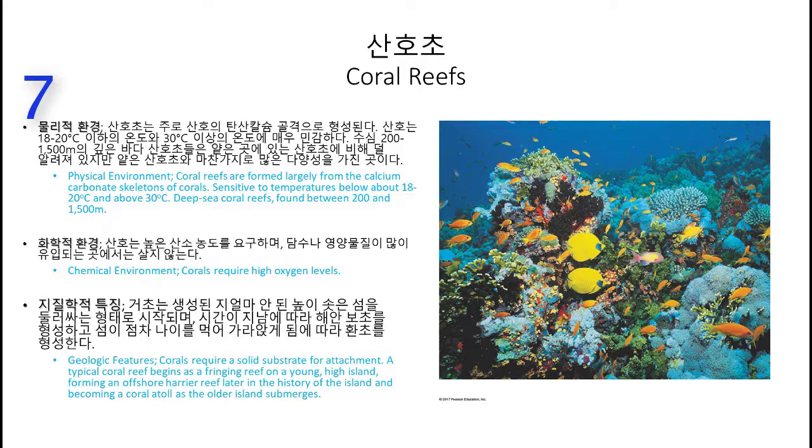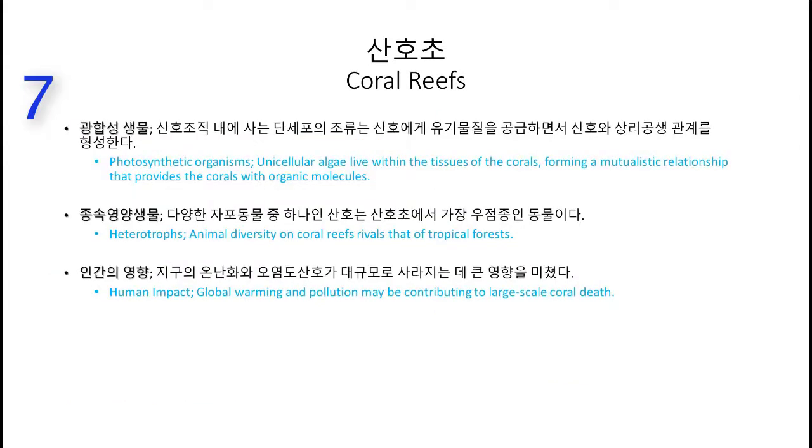Chemical environment. Corals require high oxygen levels and are excluded by high inputs of fresh water and nutrients. Geologic features. Corals require a solid substrate for attachment. A typical coral reef begins as a fringing reef on a young high island, forming an offshore barrier reef later in the history of the island and becoming a coral atoll as the older island submerges. Photosynthetic organisms. Unicellular algae live within the tissues of the corals, forming a mutualistic relationship that provides the corals with organic molecules. Heterotrophs.